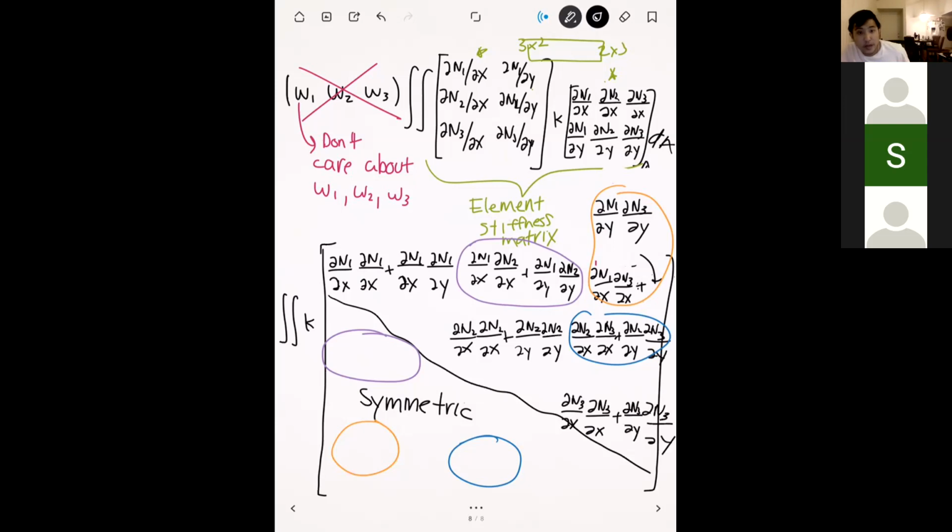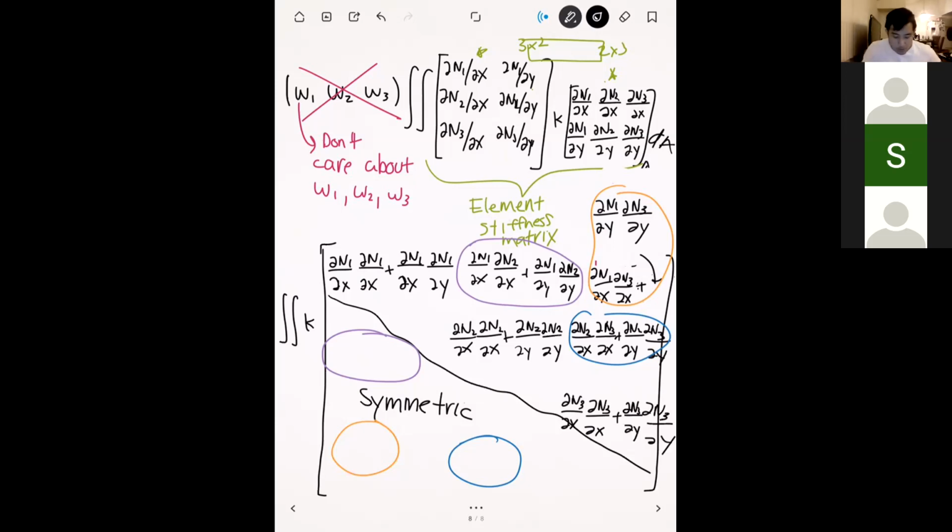Remember, matrix multiplication is not commutative. So you want to make sure that you maintain the same order of operations as in the original equations. Otherwise, you're not going to get the right results. That's really important. Okay, and so that's the element stiffness matrix for a triangle.